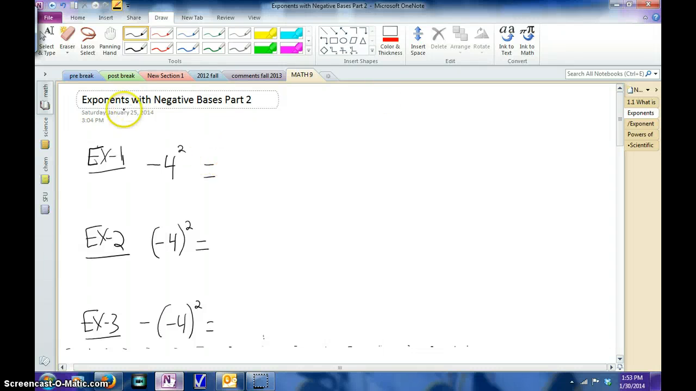Okay, so exponents with negative bases part 2. We take what we learned in part 1 and expand upon it. The big idea from the first lesson in part 1 is that whenever you have something like this, where there's a negative sign on the base but there's no brackets, the negative sign is stuck to it. So that negative sign is going to follow this equation everywhere it goes.